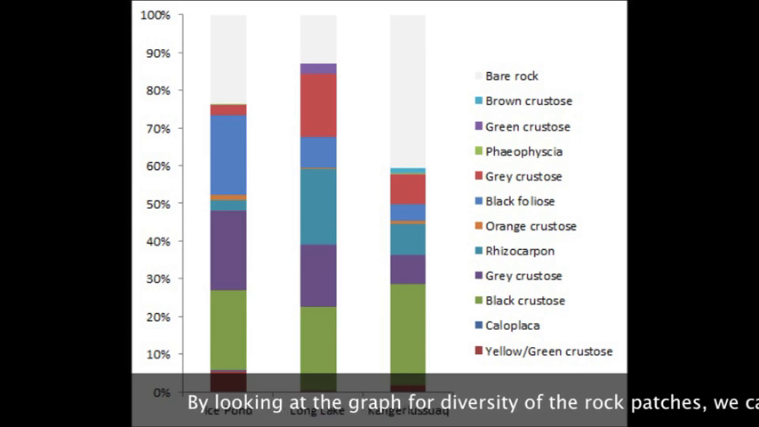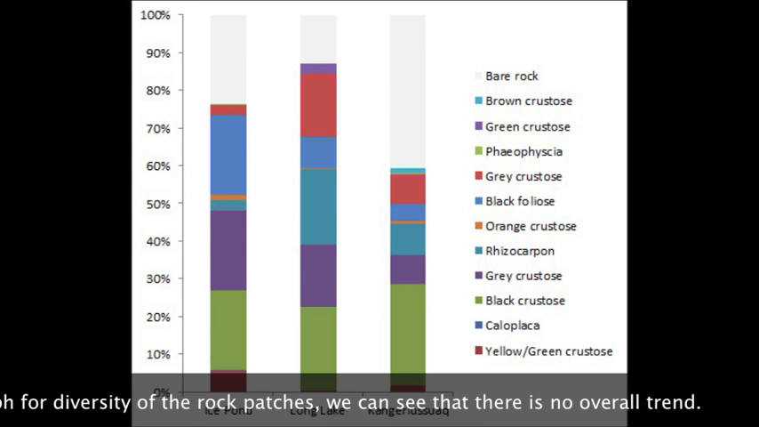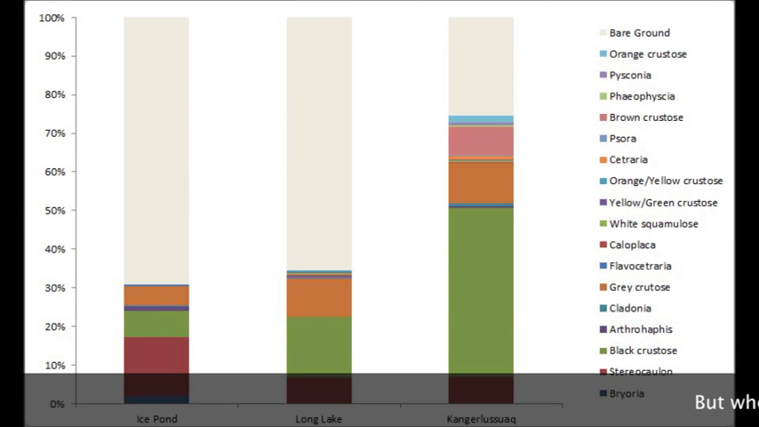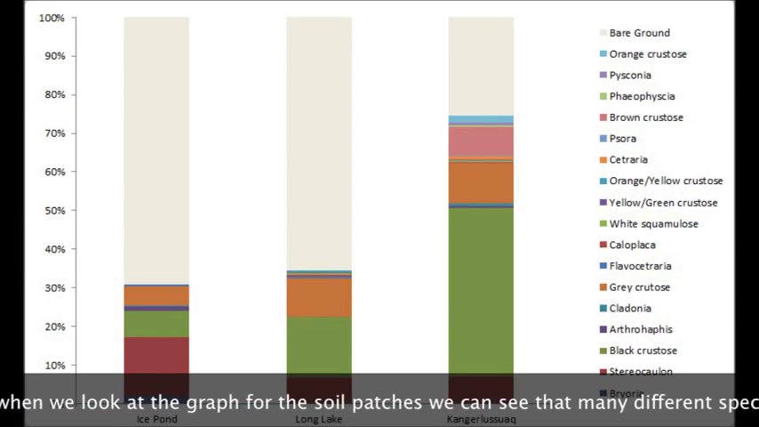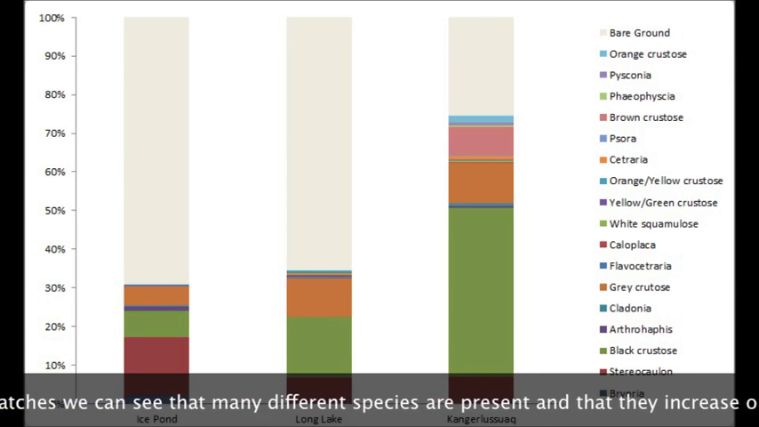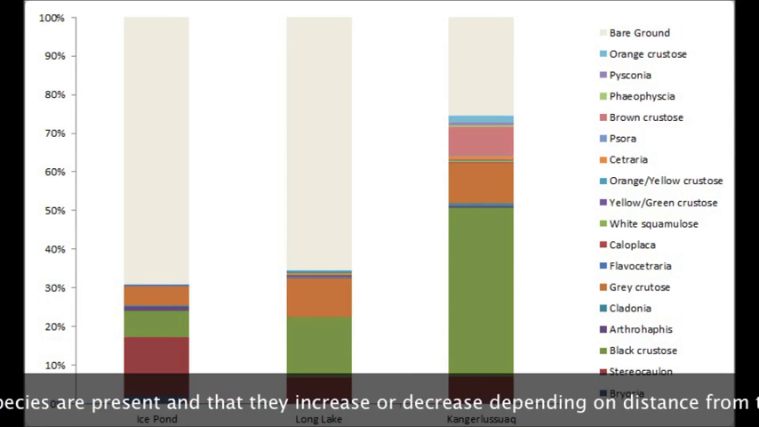By looking at the graph for diversity of the rock patches, we can see that there is no overall trend. But when we look at the graph for the soil patches, we can see that many different species are present, and that they increase or decrease depending on distance from the glacier.